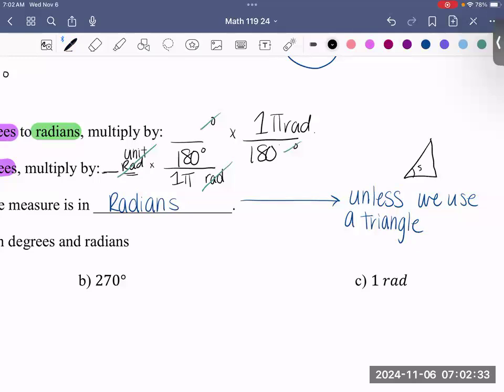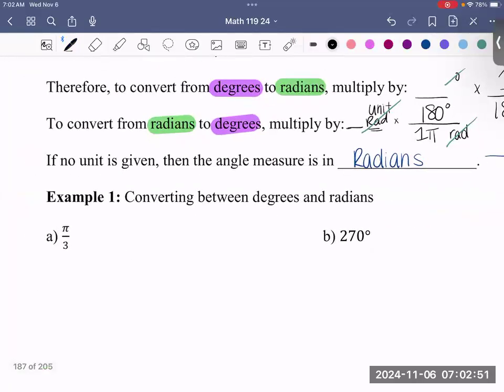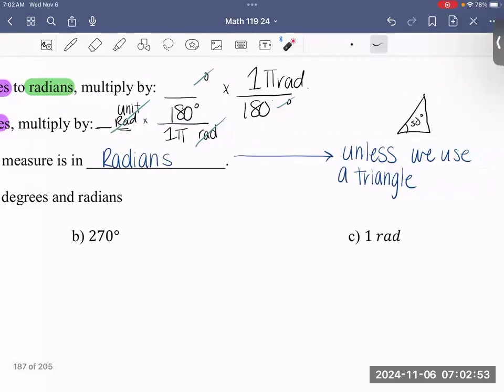But if we are just given a value on some sort of triangle, this could be, let's say, 50. Well, we still could have 50 radians. However, we could also have 50 degrees. So if it's found on a triangle without any sort of context, we're going to assume it's degrees. Whereas if we're just talking about a value, say in conversion, if it just gave us 1, we want to assume that this should be in radians. There's no triangle, so we'll assume it is radians.